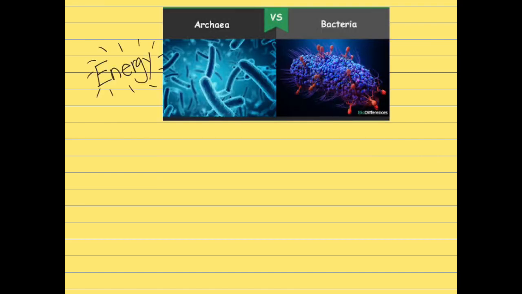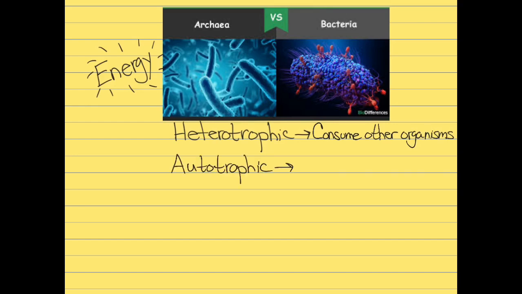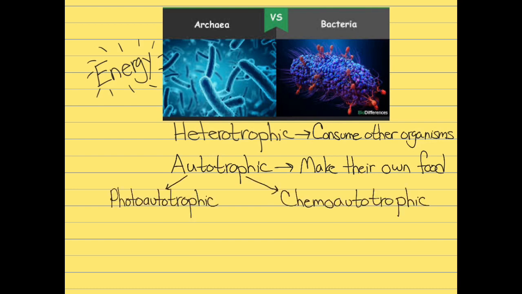What do Archaea and Bacteria do for energy, or how do they get their food? Well, they are both heterotrophic, which means they consume other organisms for food. They are also autotrophic, which means they can make their own food. They do this in 2 different ways. They can do it through a process called photoautotrophic or chemoautotrophic, meaning photoautotrophic is by making food using light, and chemoautotrophic means that they make it by using different chemicals. Archaea tend to be chemoautotrophic because they live in such harsh and extreme environments where oxygen might not exist.